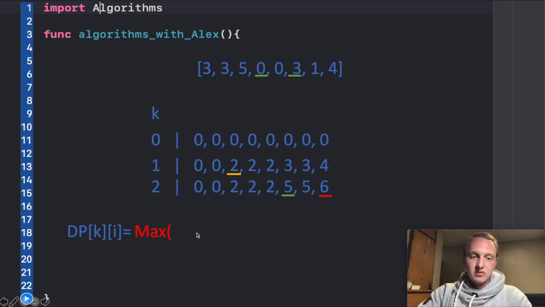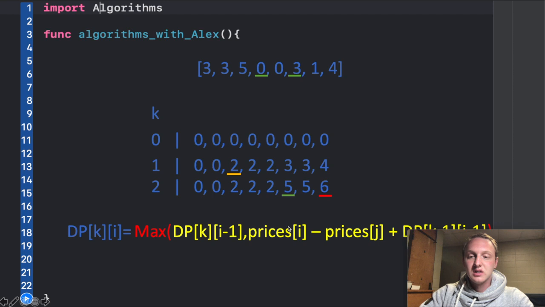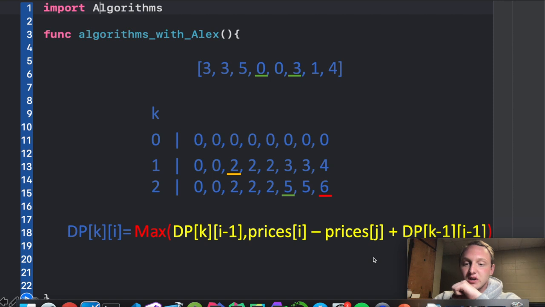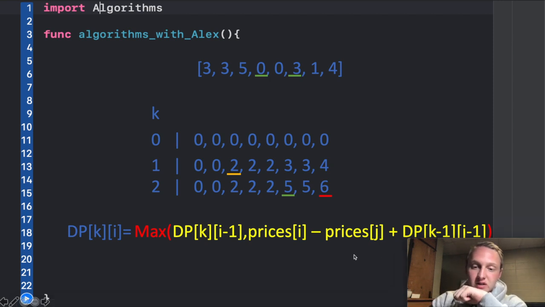So the first part of the dynamic programming formula is the maximum profit that we had at the previous day at the same amount of transactions, meaning here, like at 5, we would look at 2. We would get 2. And the second part, we would get 3 here.